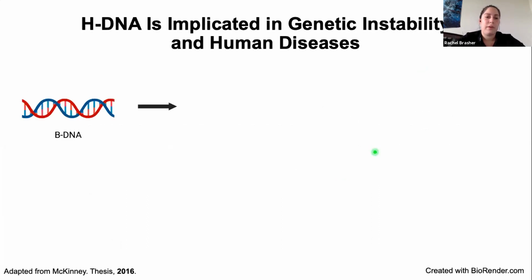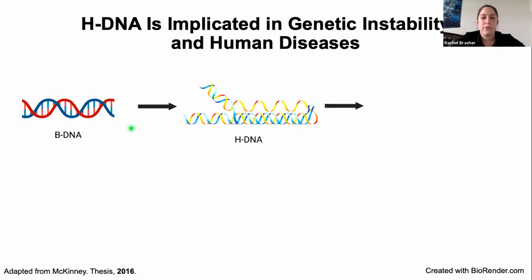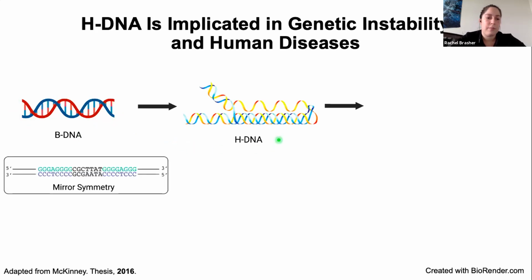The most common form of DNA is the double-stranded B-DNA that can be seen over here. There's one strand in red and the other is in blue. DNA is also capable of forming alternative conformations such as H-DNA. H-DNA forms at mirror repeat sequences that can be seen here, with the 4 Gs on this side and 4 here. This sequence occurs about 1 in every 50,000 base pairs in the human genome.